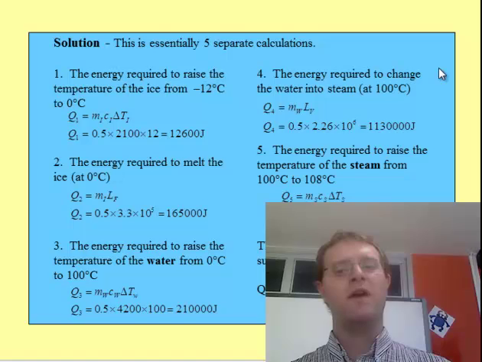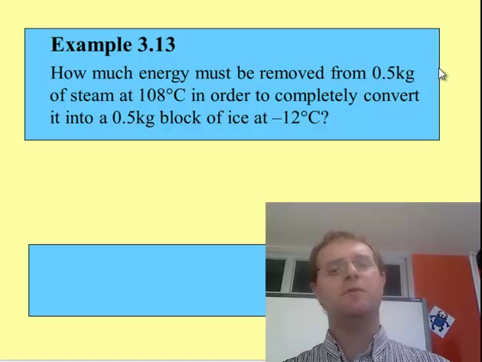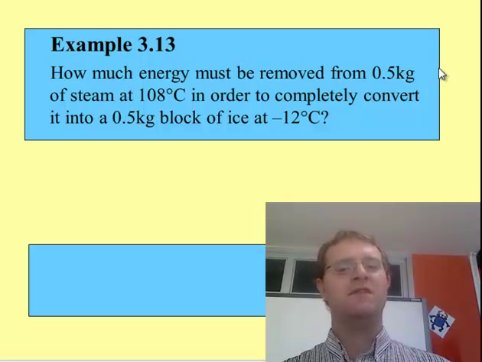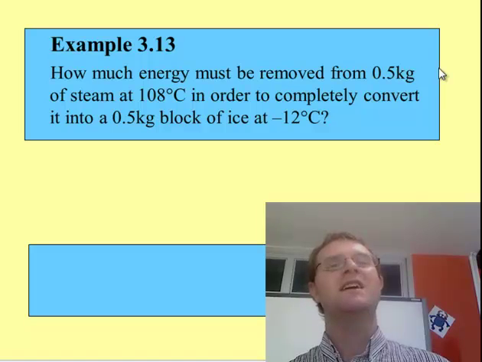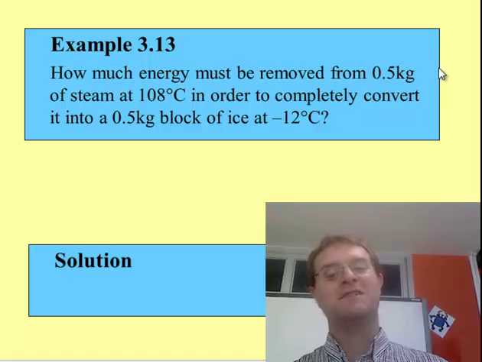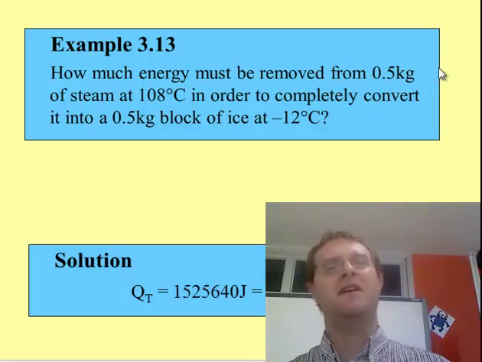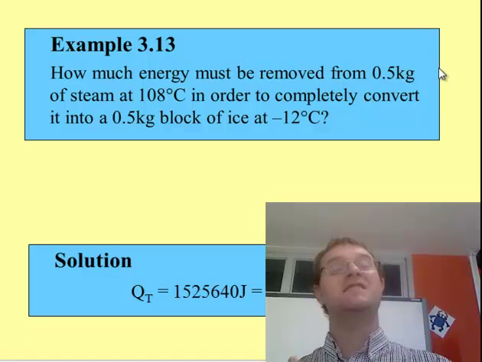My next question kind of indicates that this is not a one-way question. How much energy must be removed from 0.5 kilograms of steam at 108 degrees to completely convert it into a block of ice at minus 12 degrees? Well, the trick to this question is it's the same question as before. So if you know the answer, your solution is going to be exactly the same, 1.5 megajoules. The same amount of energy required to heat up a system is the amount of energy required to take out of a system, assuming that system hasn't lost any energy to any other places.